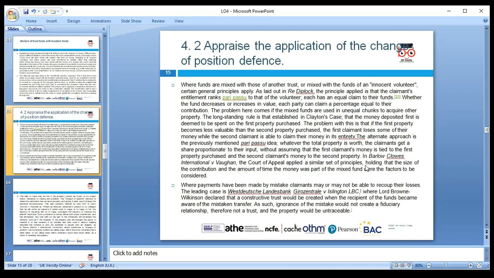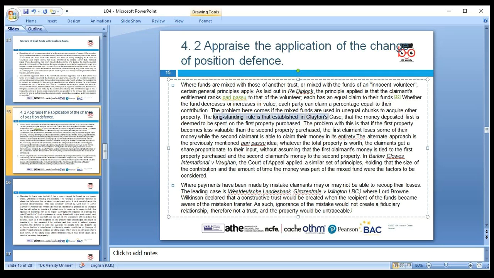Okay, next we see the application of the change of position defense, where funds are mixed with another trust's funds, or an innocent volunteer's funds. Certain general rules apply. The principle laid out is that the claimants rank pari passu, which is the legal term, so that each innocent volunteer has an equal claim to their funds. Whether the fund decreases or increases in value, each party can claim the percentage equally.